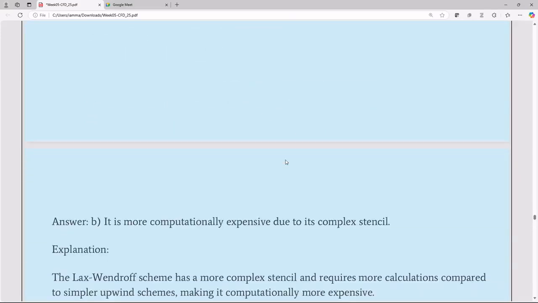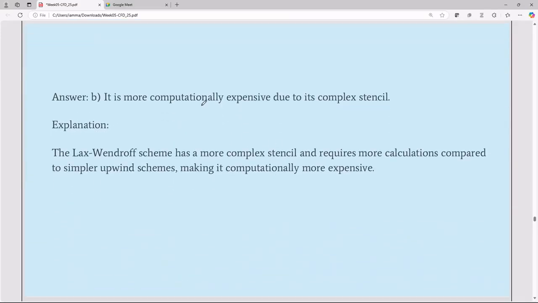Our answer is option B. It is more computationally expensive due to its complex stencil. We have seen the stencil of the Lax-Wendroff scheme in the previous question. The Lax-Wendroff scheme needs all the data from previous steps to calculate the present value. So it is computationally more expensive, as we have to store all the values of the previous time step, previous iterative step.